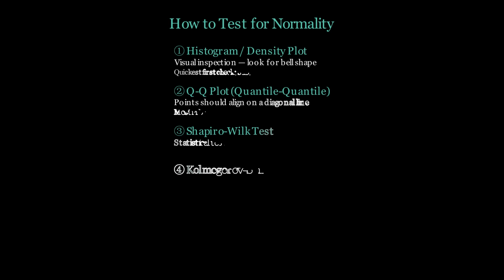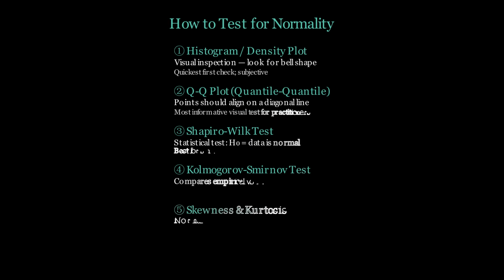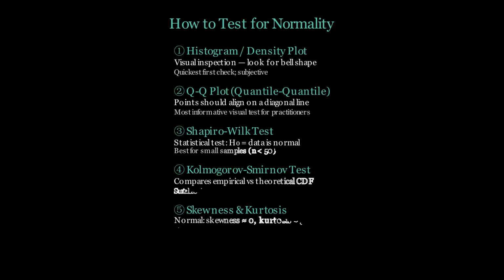For small samples under 50 observations, the Shapiro-Wilk test is the gold standard statistical test. A p-value above 0.05 means you fail to reject normality. For larger samples, the Kolmogorov-Smirnov test compares your empirical distribution to the theoretical normal. Finally, check skewness and kurtosis numerically. A normal distribution has skewness near 0 and kurtosis near 3. Large deviations from these values warn you of departures from normality.